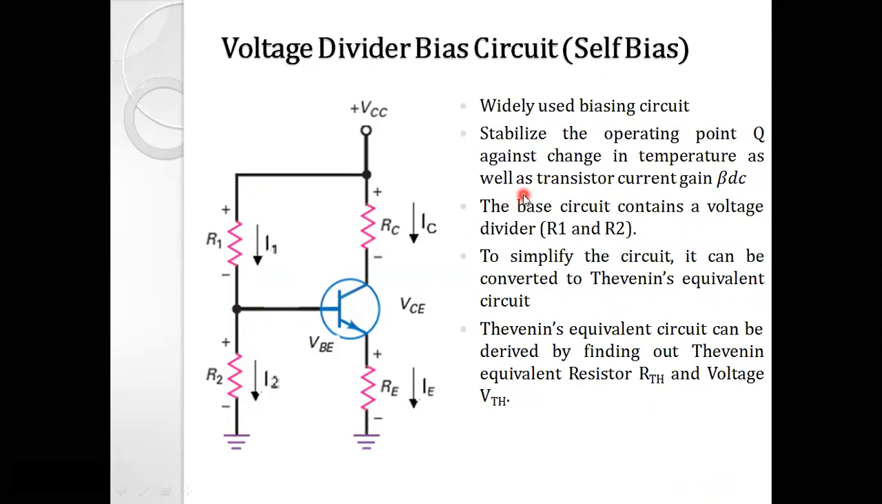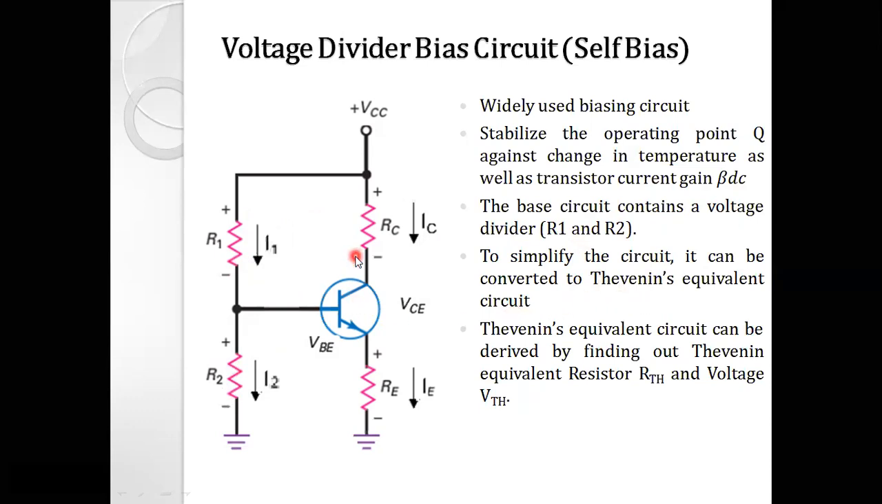So this biasing circuit is widely used in many applications, stabilizing the operating point Q against change in the temperature as well as the transistor current gain beta. So same as the previously discussed biasing circuit, this voltage divider bias circuit also provides us the stability of operating point against these two parameters. The first is the change in the temperature and the second one is the change in the beta DC, that is due to replacement of the transistor. The base circuit, that is this one, contains the voltage divider with R1 and R2 resistors. To simplify the circuit, it can be converted to Thevenin equivalent circuit, right?